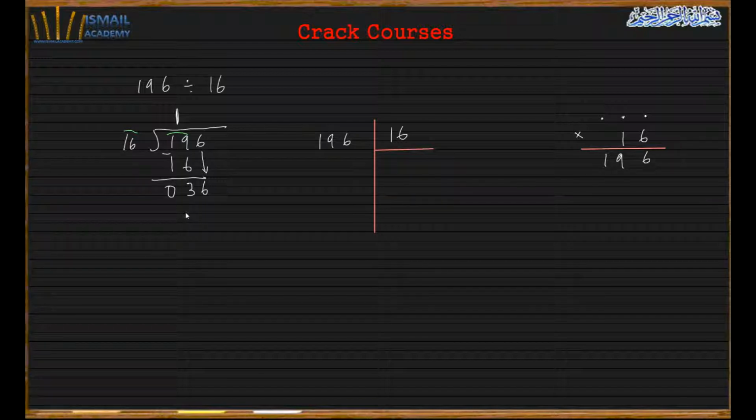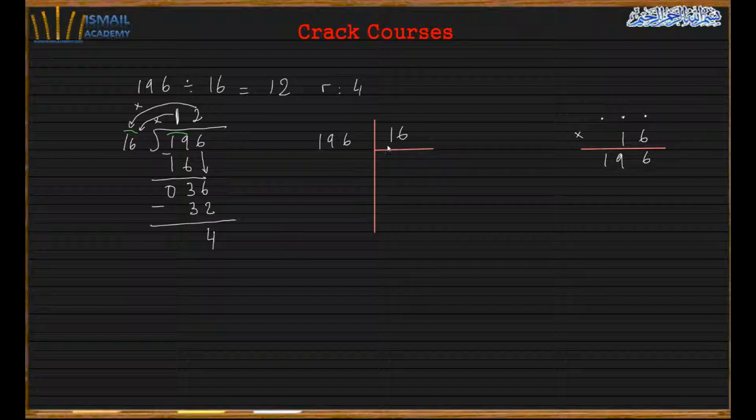Again, I would ask the same question. Which number times 16 will give me 36 or the closest number to 36? The closest multiple of 16 to 36 is 32. So 2 times 16 is 32. I multiply 2 with 16, so here I will have 32. Then I subtract. The remainder is 4. 4 is less than 16, and it will be my final answer. So the quotient here is 12 and the remainder is 4.